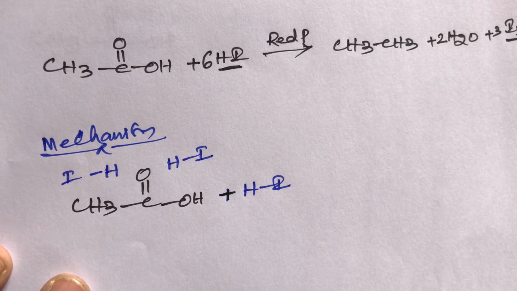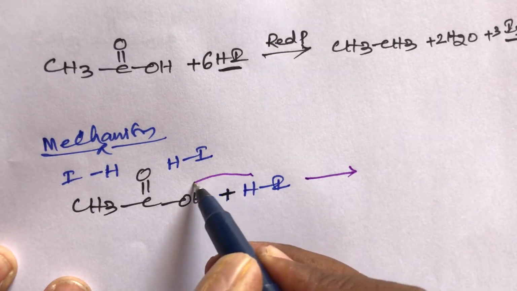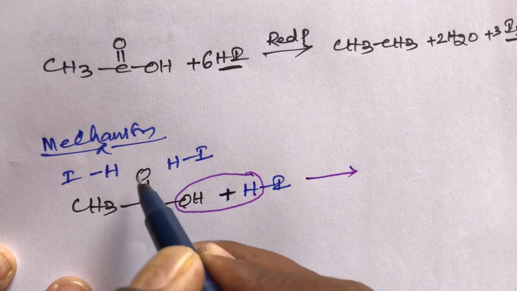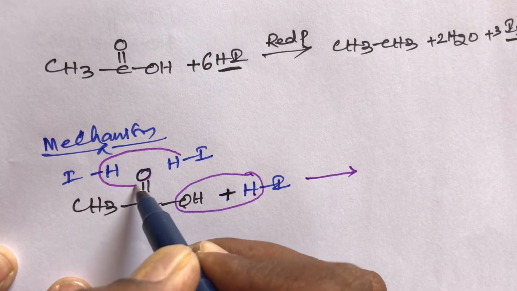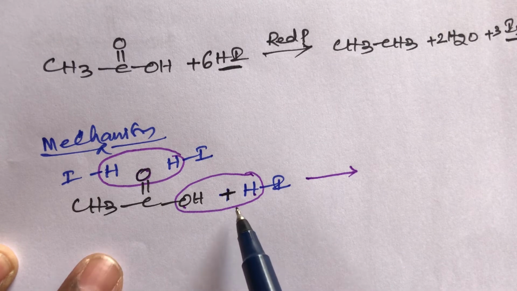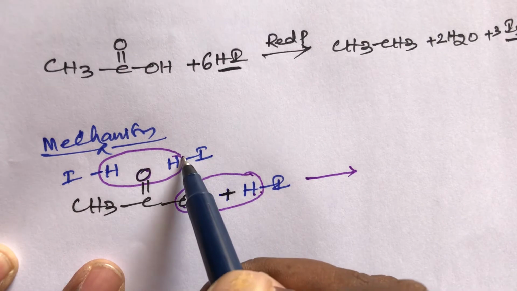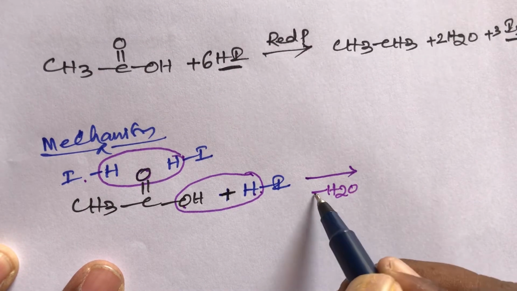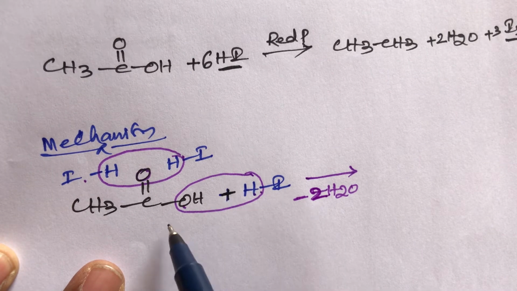Now the first step is water elimination. OH from here, H from here, and the same thing here, and also 1 mole of water. The oxygen from here and 2 hydrogens from the adjacent hydrogen iodide. In the first step, 3 moles of hydrogen iodide are involved, 1 mole here, 1 mole here and 1 mole here. Here 2 moles of water are eliminated, 1 mole of water molecule from here and 1 mole from here.